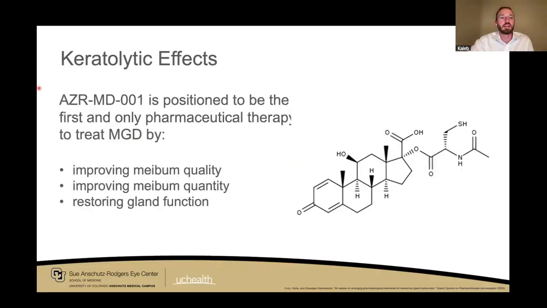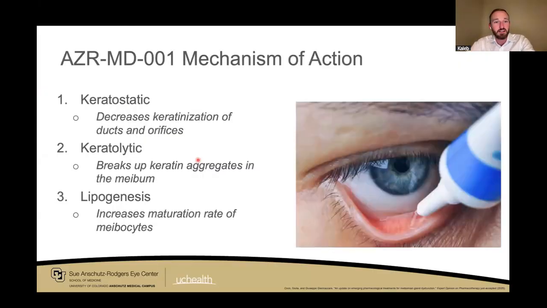So this is a drug, AZR-MD001, that is positioned to be the first and only pharmaceutical therapy indicated for the treatment of meibomian gland dysfunction. And it is a keratolytic. So it's really doing three different things. The first is it's a keratostatic. So it decreases keratinization that's happening on the meibomian gland orifice and in the duct itself. So if you decrease that keratinization, you're helping with obstruction.